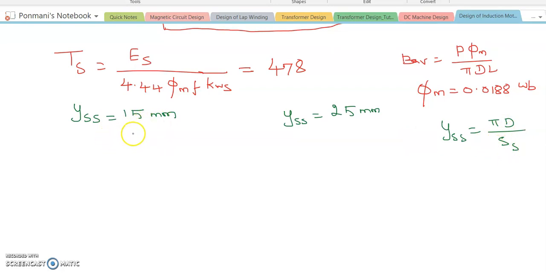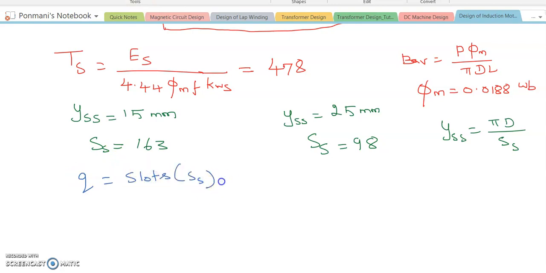So for Yss, we know the value of D. So for Yss of 15 and 25 mm, we will be calculating Ss. On substituting the values, we will be getting 163 stator slots here, and here we will be getting the stator slots as 98. And then for different values of Q we will be calculating again. That is, we will assume Q, actually it is the slots per pole per phase, that is, slots Ss per pole per phase.